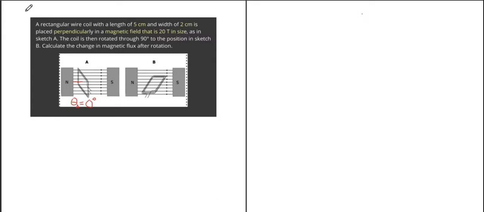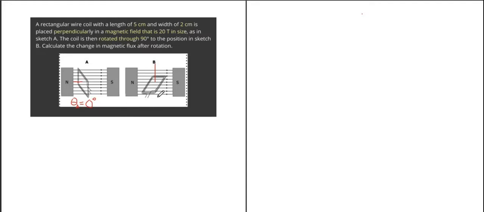Now if we move on to the second situation, before we go there, they say now the coil is rotated through 90 degrees. So here it was perpendicular to the magnetic field, but now you see it's parallel to the magnetic field. The thing that has changed in this case is the normal. So that normal line is still going to be right there, but now because your wire is almost facing up, it's just going to be like this. So that will be your normal line.